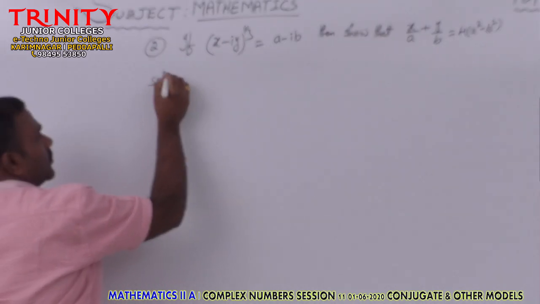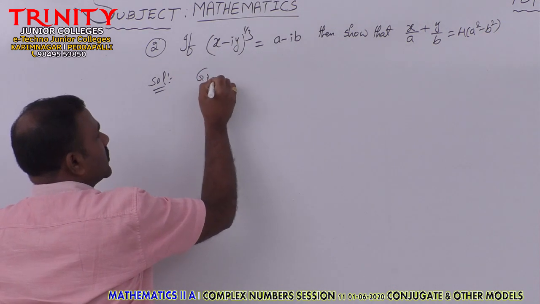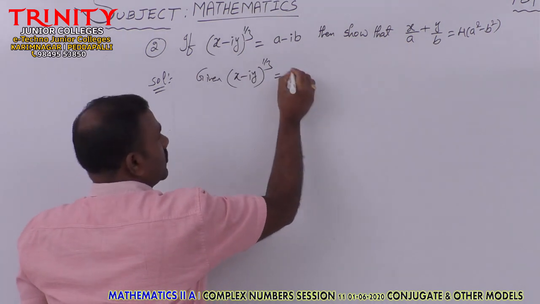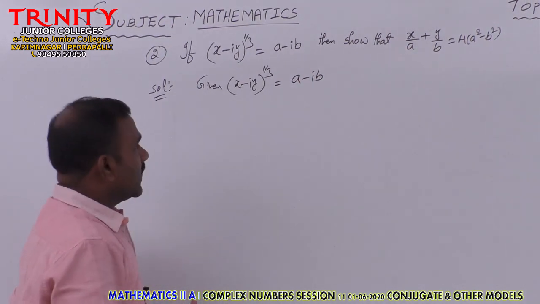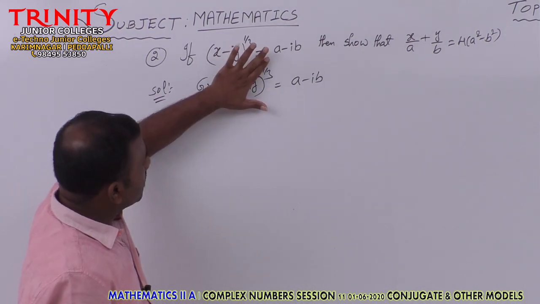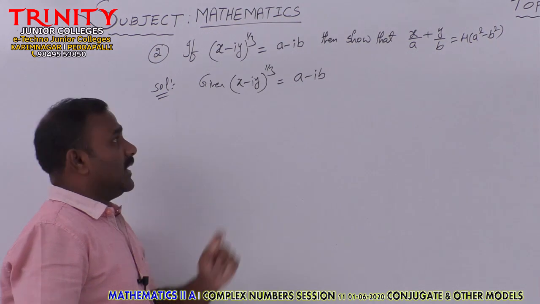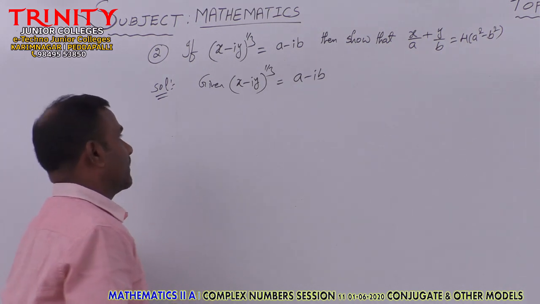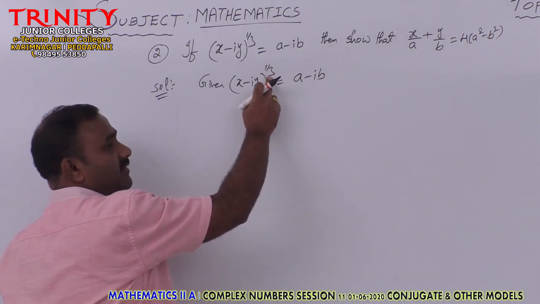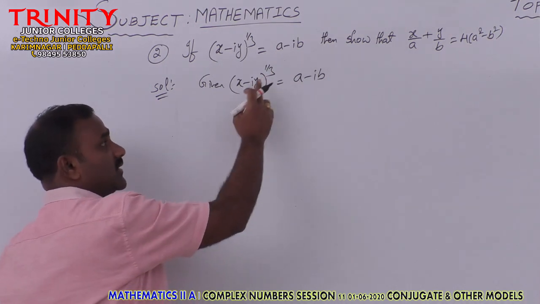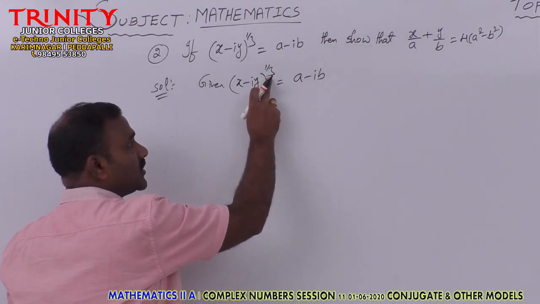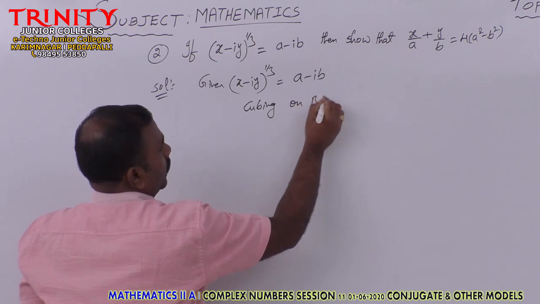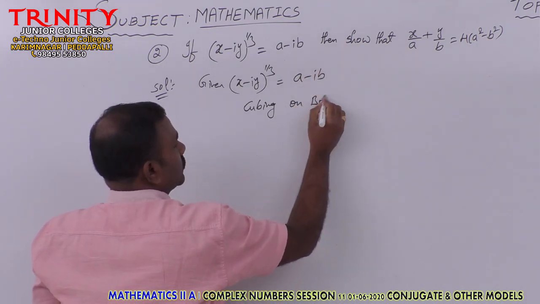Coming to the solution point of view. He gave the condition (x minus iy) to the power of 1 by 3 is equal to a minus ib. Here, if it were (x minus iy) whole cube, then we could go for the (a minus b) whole cube form. But it is not a positive integer. It is a fraction, which is a rational number. Therefore, first we have to remove this 1 by 3. 1 by 3 is nothing but a cube root. Therefore, to remove this cube root, we cube on both sides.